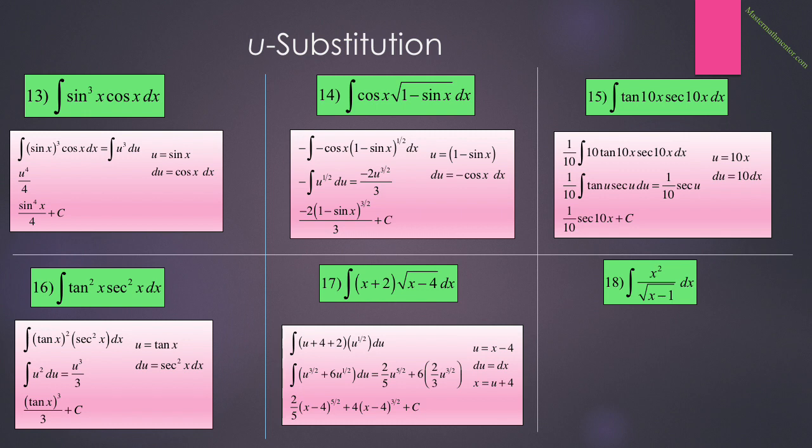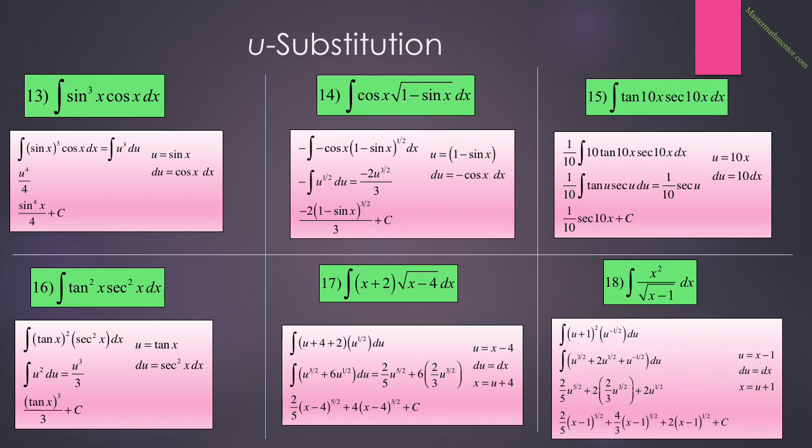So this becomes 2/5 u to the 5/2 plus 6 times 2/3 u to the 3/2. We now replace the u with x minus 4, and our final answer is 2/5 times x minus 4 to the 5/2 power plus 4 times x minus 4 to the 3/2 power plus c. I leave it to you to take the derivative and show that we will come right back to quantity x plus 2 square root x minus 4.